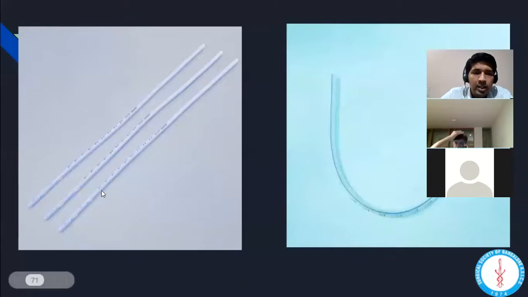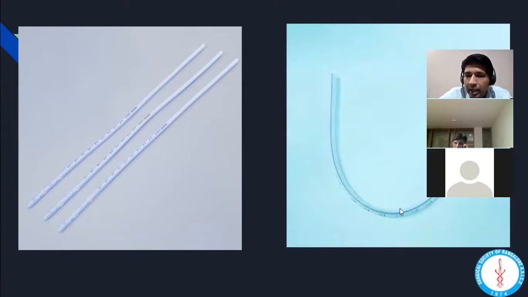Now, you can see that one peculiarity is that in the chest drain, the numbering starts from the last hole. The numbering starts from the last hole. You can see the holes are here and the number starts from here, 2, 4, 6, 8, 10. So it means it's 2 centimeters from the last hole and not from the tip of the tube.